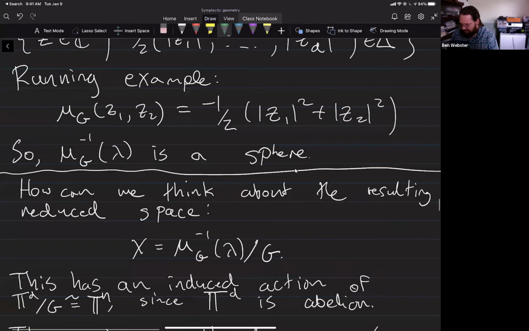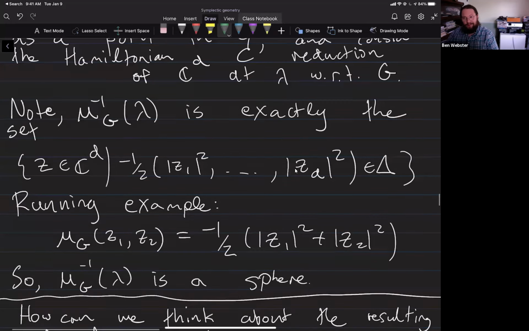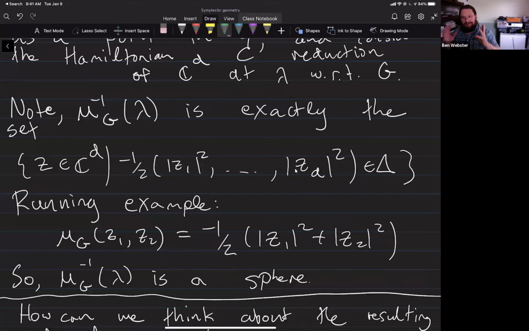All right. So how do we think about this reduced space? Well, you have one answer here. You're thinking of the points in Cn, such that when I take a norm squared of the coordinates, they land in this polytope, and then I'm modding out by the action of G.